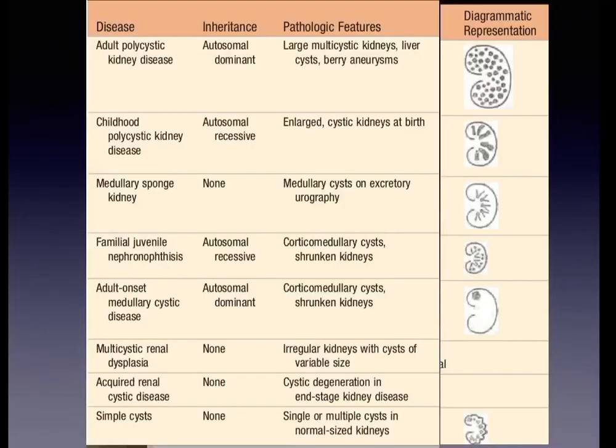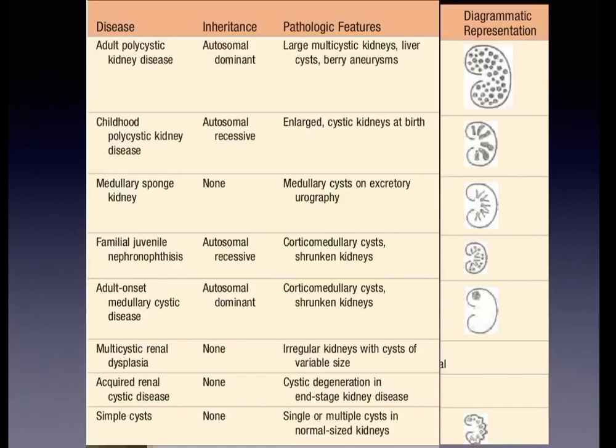So here is a table which summarizes the different cystic diseases of the kidney, which I explained till now. So first, coming to the polycystic kidney disease, it can be adult or childhood. The adult one has large multicystic kidneys, and they can be associated with cysts in other organs. Whereas childhood polycystic disease is usually autosomal recessive, and they present with enlarged cystic kidneys at birth.